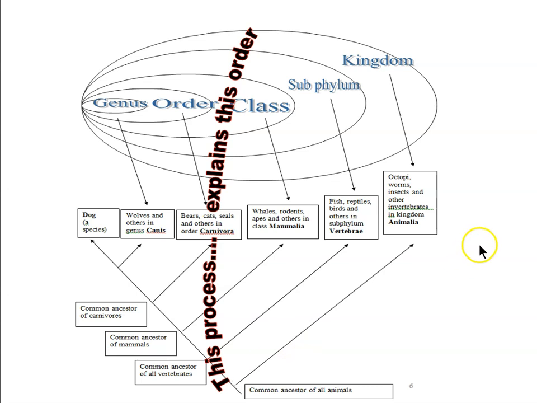So Darwin is claiming that the classification system, or the ability to classify species based on similarities, follows from this evolutionary history. In other words, the process of evolution explains why we can classify species based on these similarities. It has to do with the time since the common ancestor.